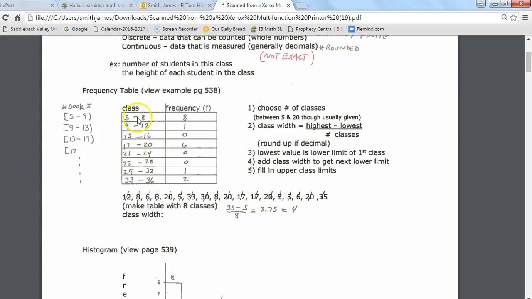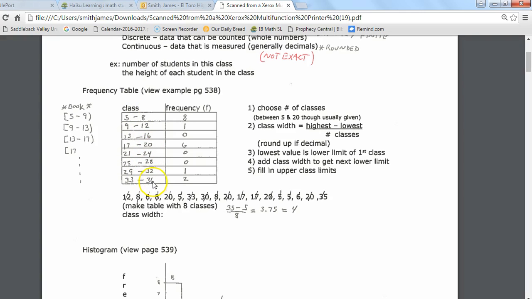So if this class ends at 8, then my next class would begin at 9. And again, since I want my class width to be 4, I would have 9, 10, 11, and 12 within this class. And then for the next one, I'm just going to pick up where I left off. So I would start with 13, and 13, 14, 15, and 16 would be the next 4 pieces of data within that class. And we continue all the way on until we have a total of 8 classes.